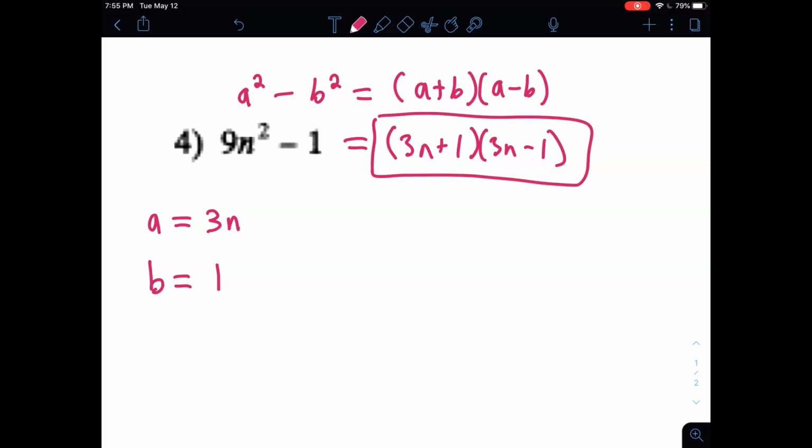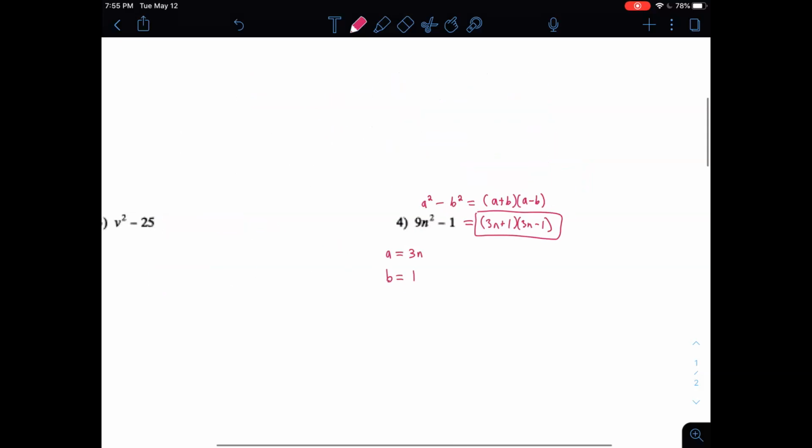It almost seems too easy, it seems like we should be doing more work, but that's really all it is. You find the square root of this one, square root of this one, and then put plus or minus between them. And that's going to be your final answer. Okay? All right, we got 2 done.